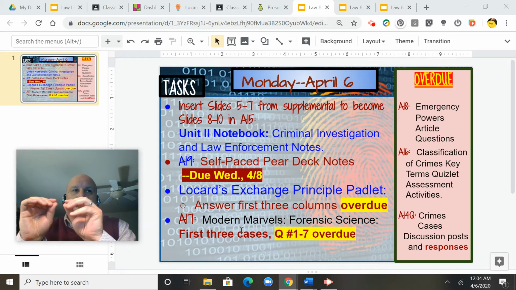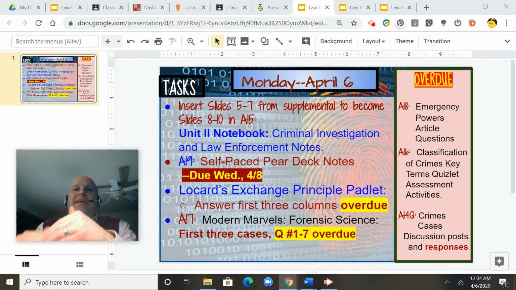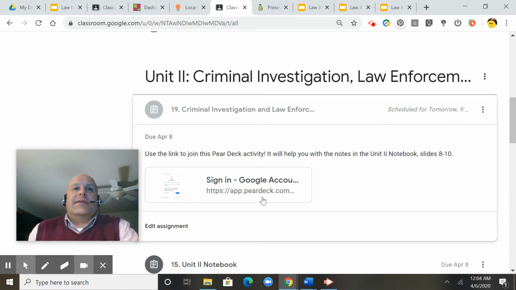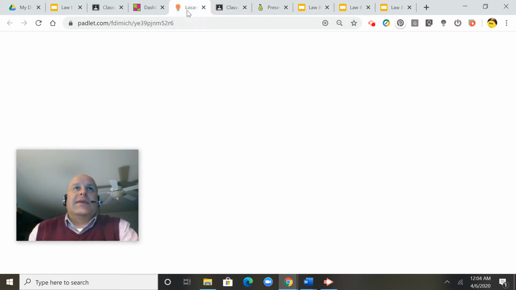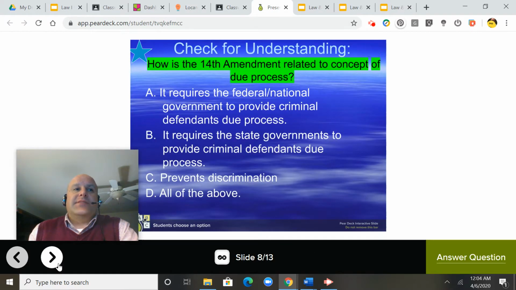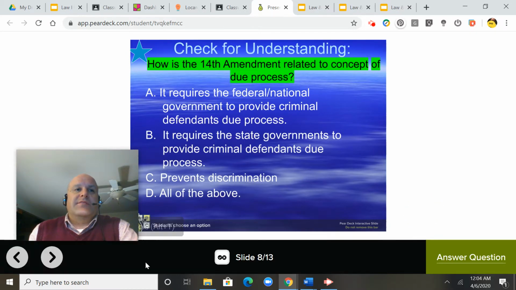So what you're going to do: one, you're going to take notes from a self-paced Pear Deck. There's going to be a link to a self-paced Pear Deck, and you don't even need to sign into it. The link will be direct, and you will go ahead and do this Pear Deck as we go along. You see, I've been working my way through it, and it's probably just going to be slow on me.